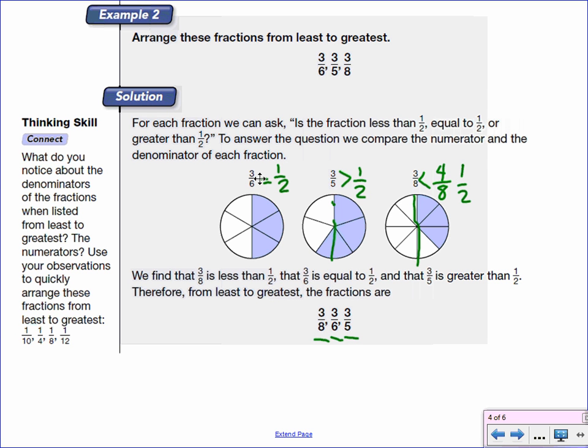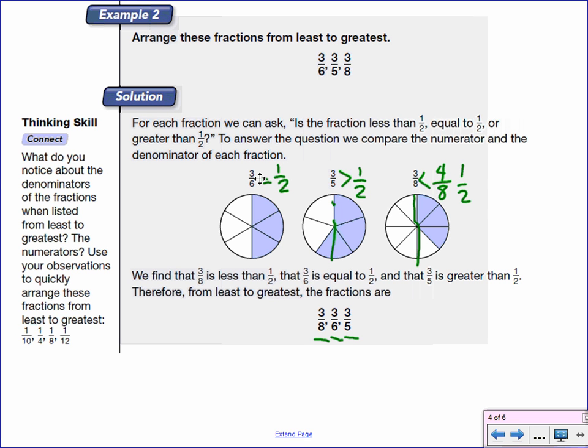So the thinking skill over here is kind of important to look at. What do you notice about the denominators of the fractions when listed from least to greatest? So if we look at the denominators, when I put them from least to greatest, the 8, which is the biggest number, is actually the one that's the smallest because you've cut it into smaller pieces. So if you think about it in terms of a pizza, would you rather share a pizza with 8 people or 5 people? Which way are you going to get more?